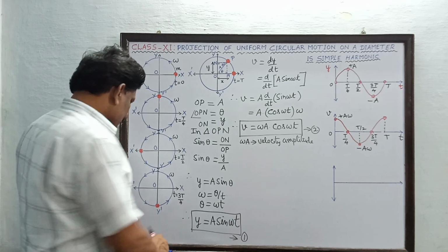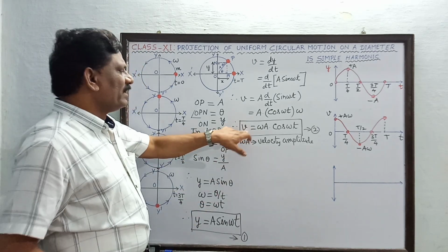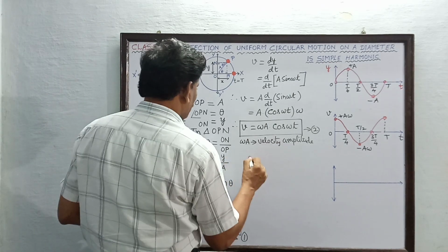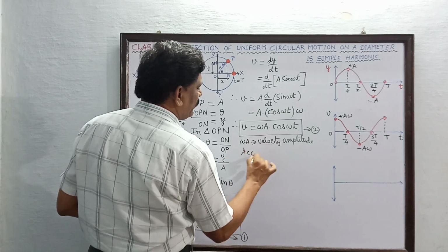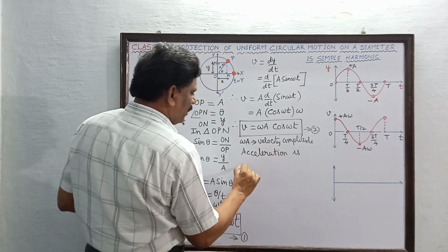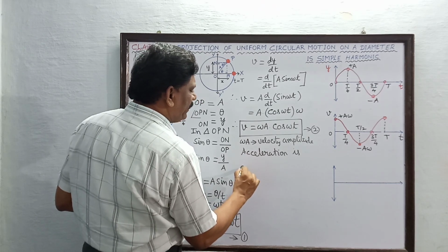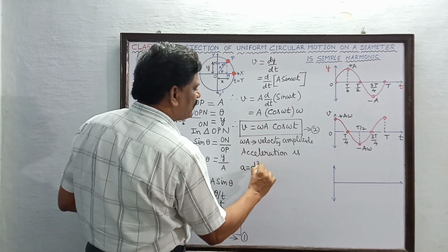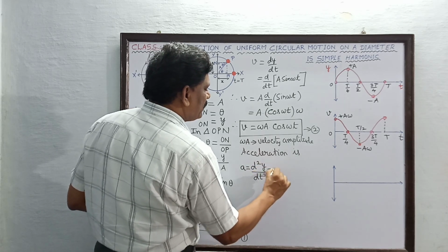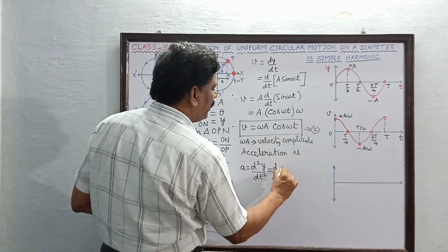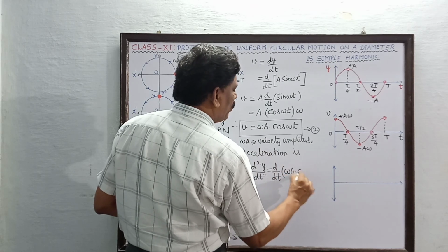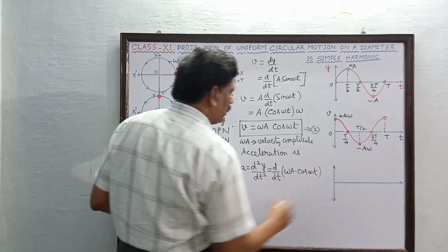Now the next one: if you differentiate the velocity with respect to time, what you are going to get is called acceleration. So the acceleration, with symbol small a, is equal to d square y divided by dt square, and this is equal to d by dt of velocity, is it not? So this is omega a into cos of omega into t.